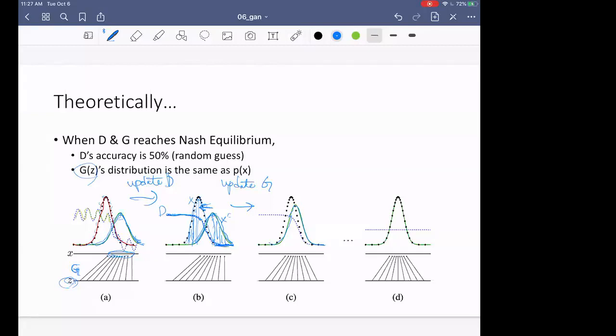If you keep doing this process, updating D, updating G, then again updating D, updating G, then sooner or later, if you do it a lot of times, or maybe an infinite number of times, your G will be the same as your data distribution P(X), exactly like this. In that case, your discriminator has no chance of correctly distinguishing between the real ones and the fake ones. So its confidence is always flat. It's 50-50.